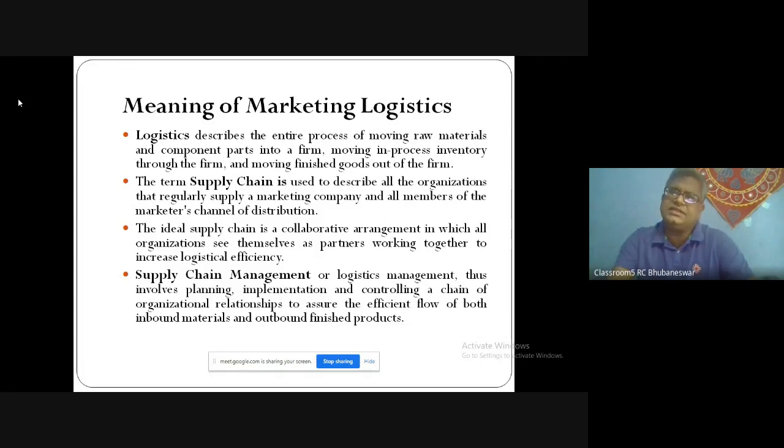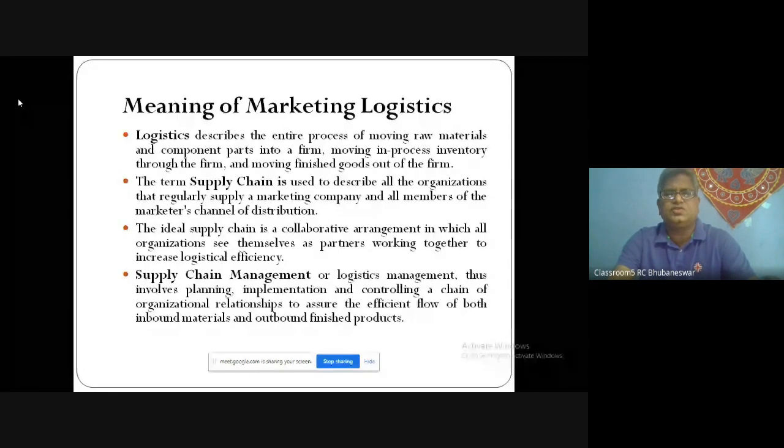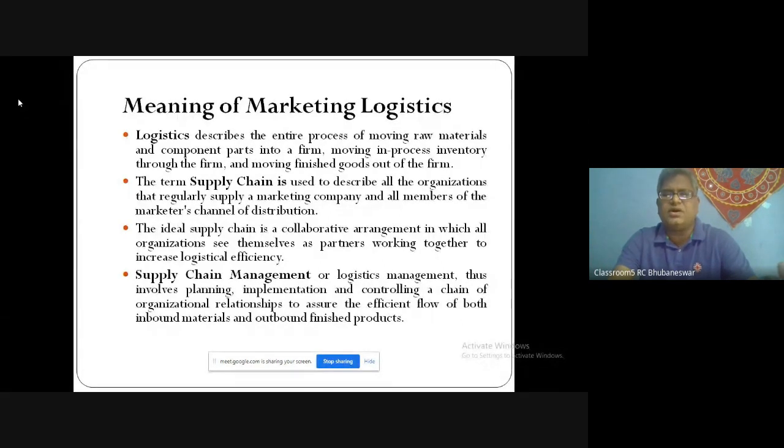It is just like a conversion of raw material into finished goods, and the process in which it arises, that coverage is called logistics. And you may call it a supply chain. It is also a type of arrangement of these ingredients. Suppose there is a supply chain, or you may call it logistic management, planning is necessary, implementation is necessary, and controlling of a chain of organizational relationships is necessary. Planning, implementing, controlling, that type of chain strategy comes under the supply chain.